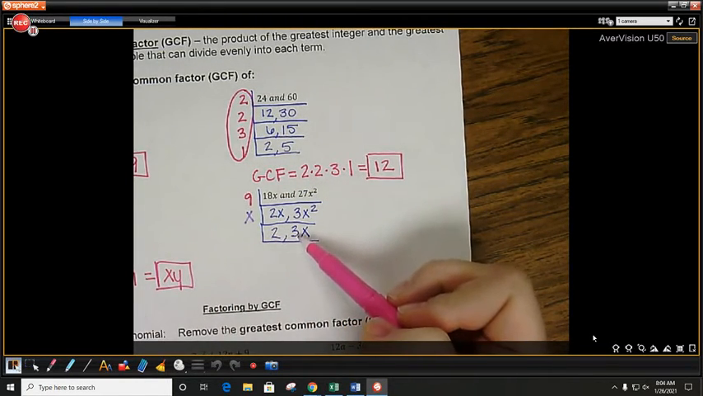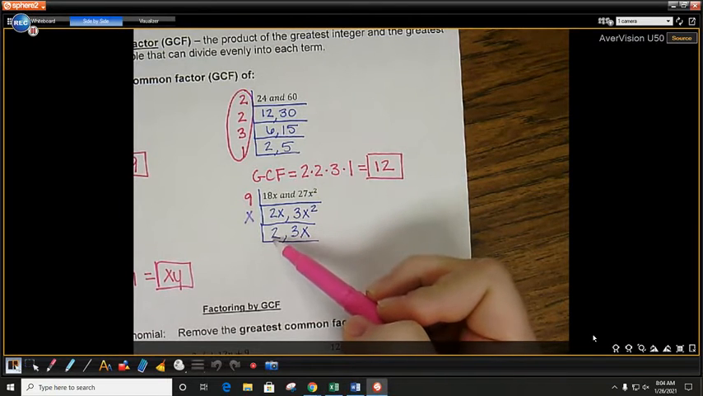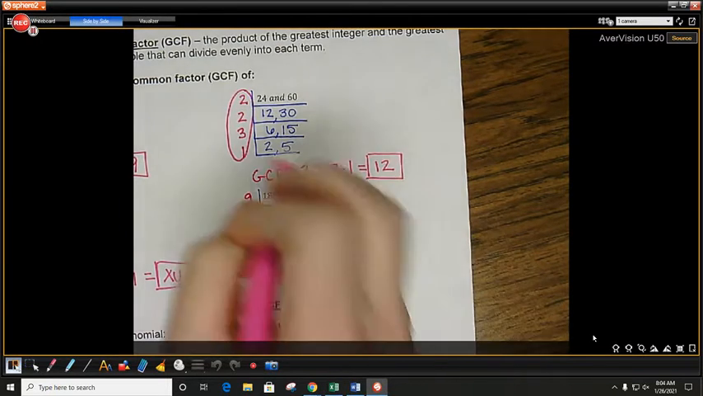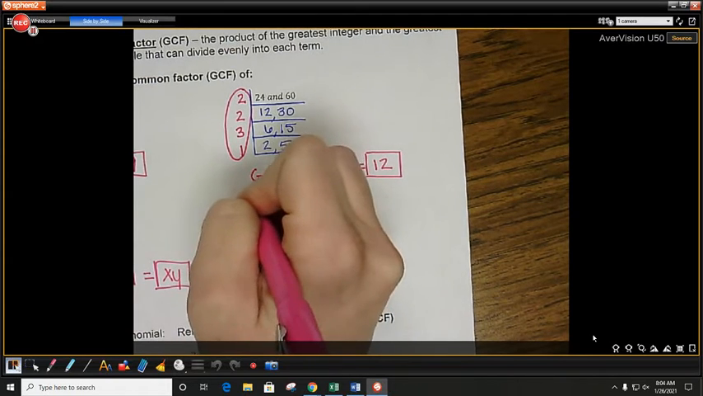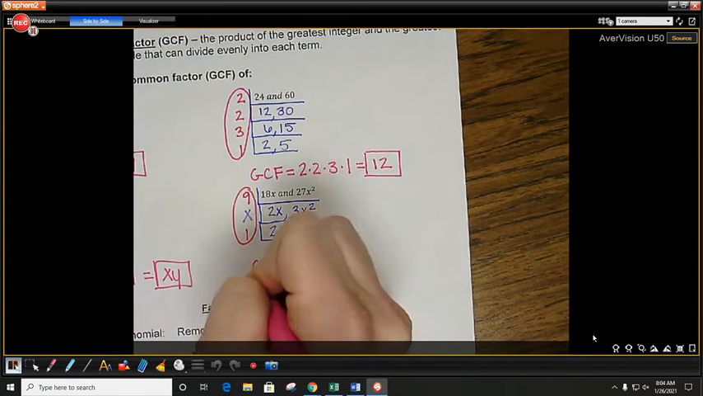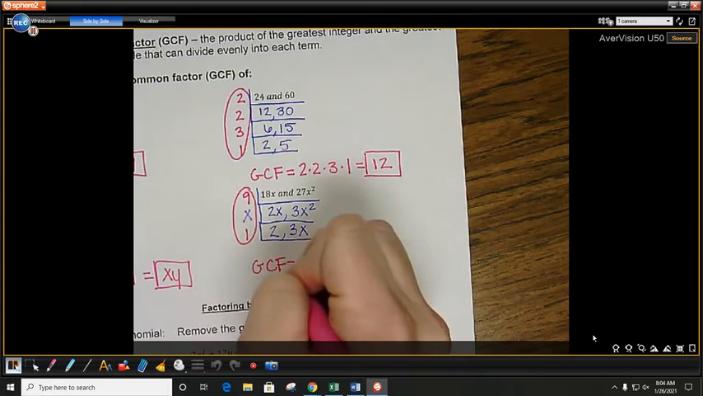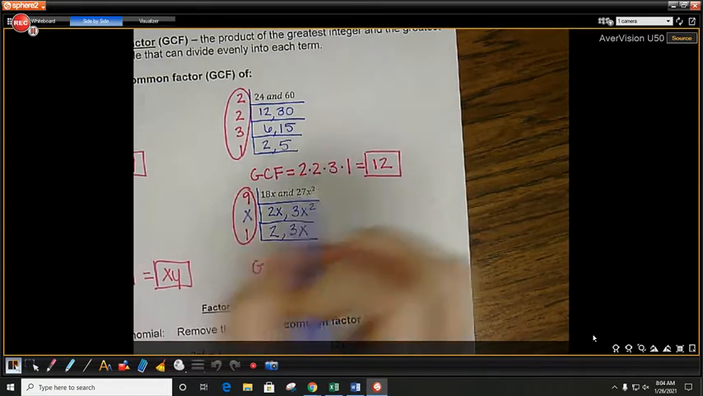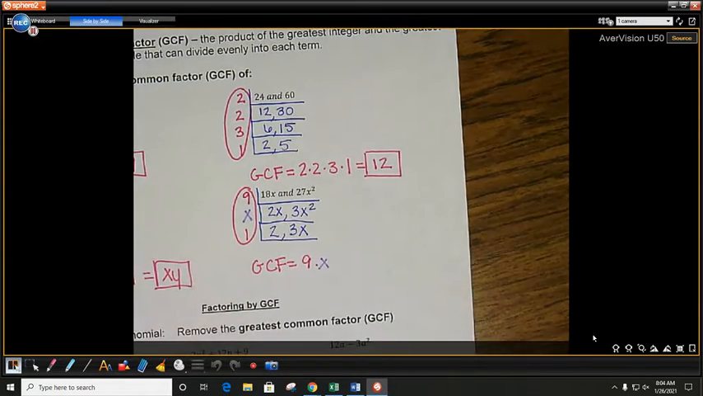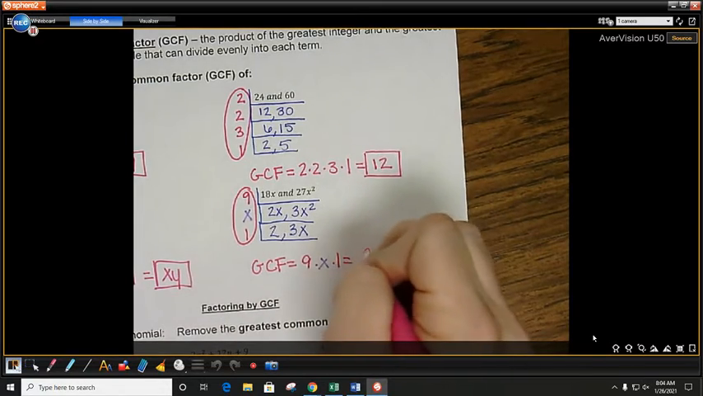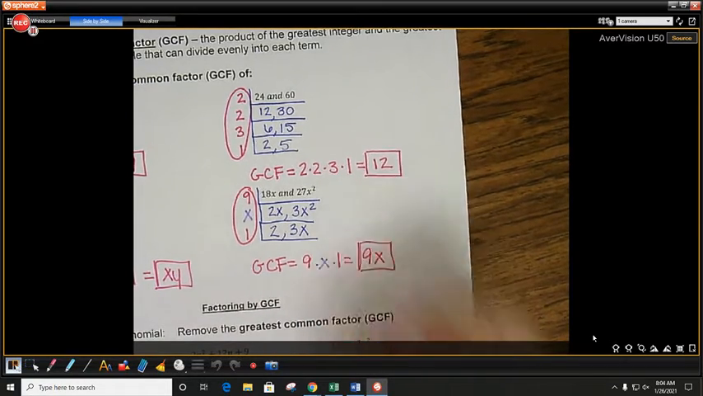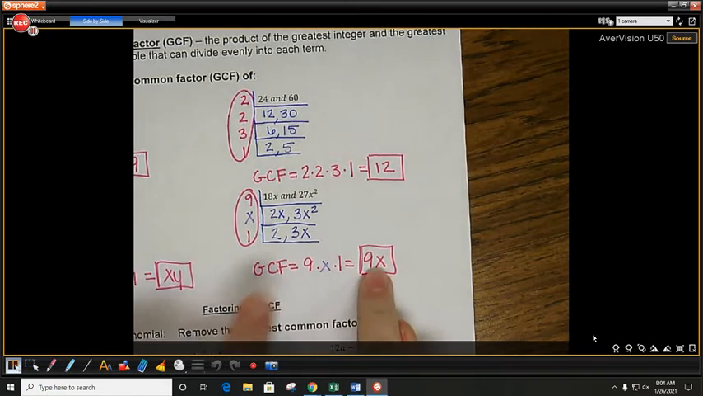Again, we already said 2 and 3, there's nothing in common other than 1. This term doesn't have an x, this one does have an x, so the only common factor is a 1. So my GCF is the product of all the common factors we took out. So 9 times x times 1, which is 9x.